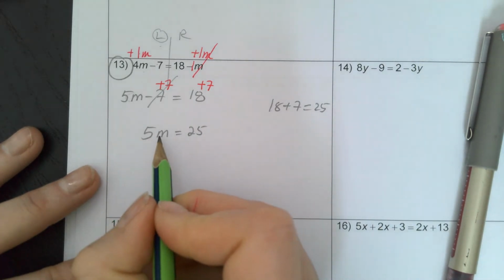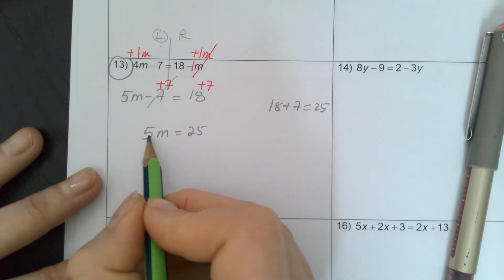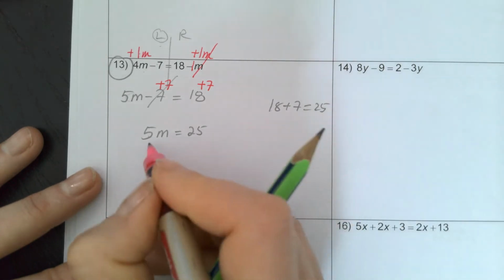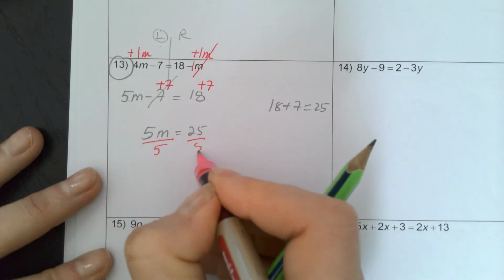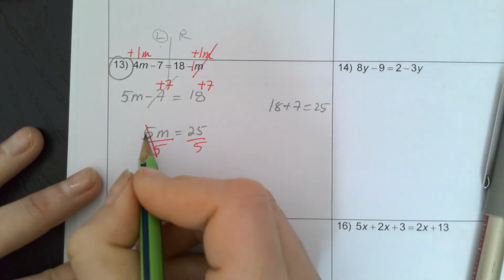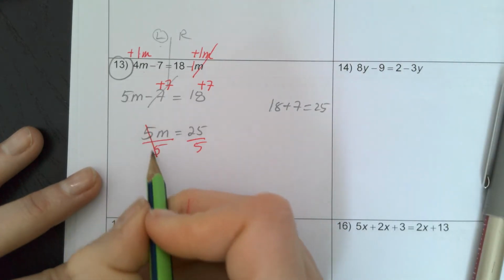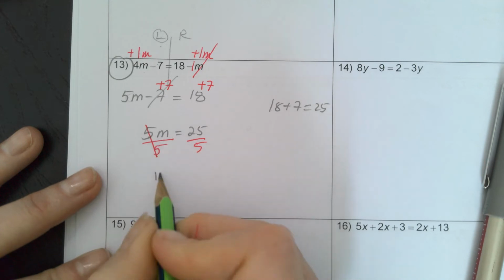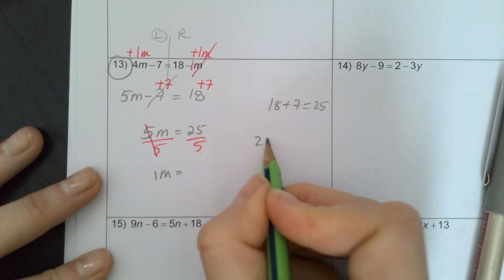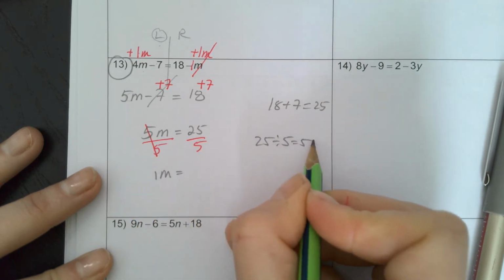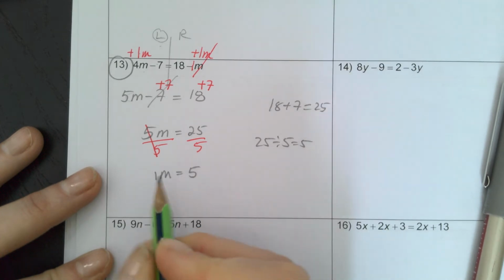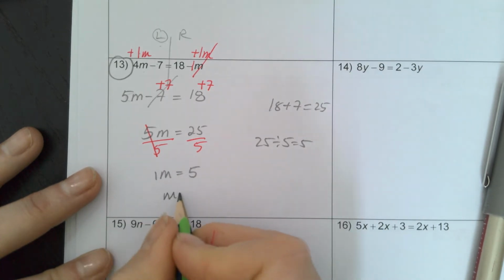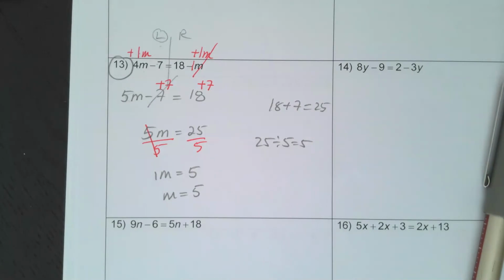Now M wants to be alone, so we have to get rid of the 5. And we do that always at the end by same over same. And 5 divided by 5 is 1, so this is 1. Then we have the M, and 25 divided by 5 equals 5, so this is 5. But the 1 hides, so we can just write M equals 5. Okay.